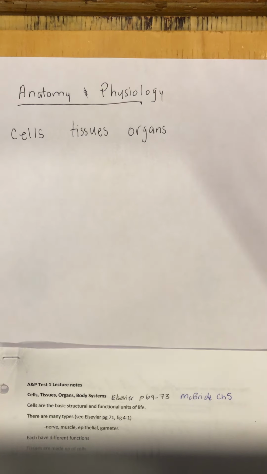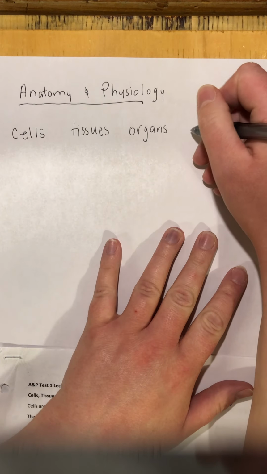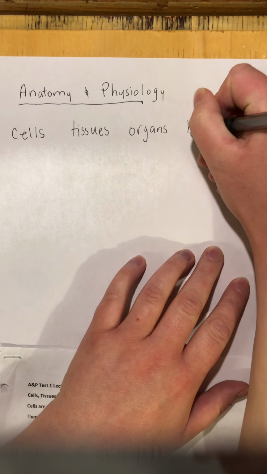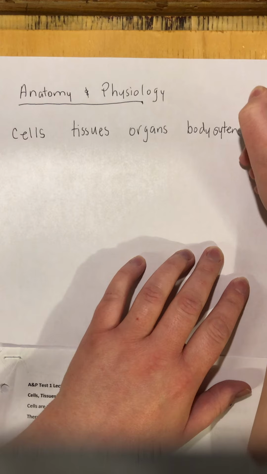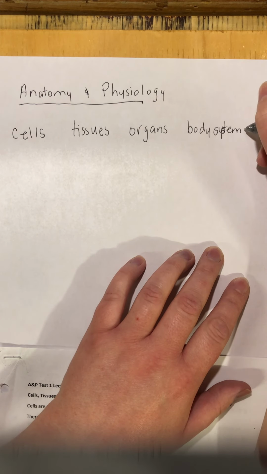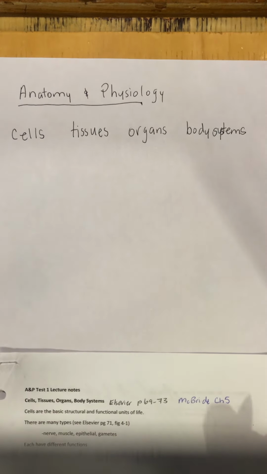Organs are probably the thing that we're more familiar with because they're on a larger scale. Organs include things like the heart, the lungs, the stomach, the intestines, and our skin. The skin is an organ. Those are all different types of organs. And then organs group together with other organs to make body systems. Oh, I missed the S there. Body systems.